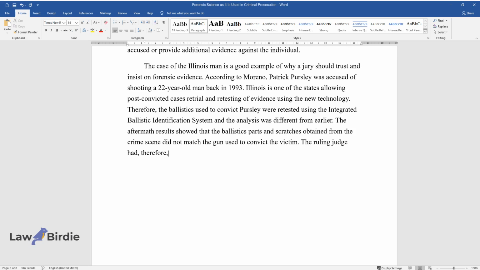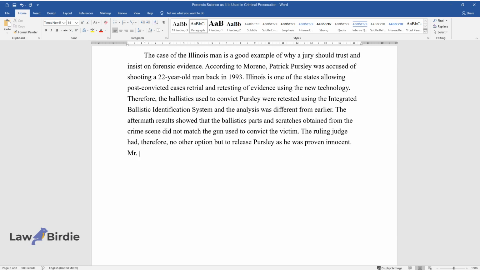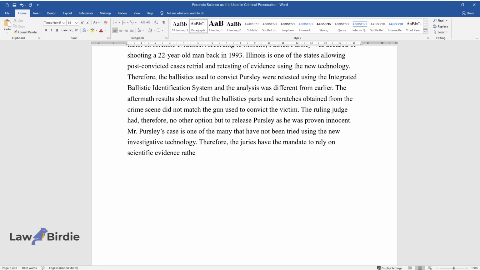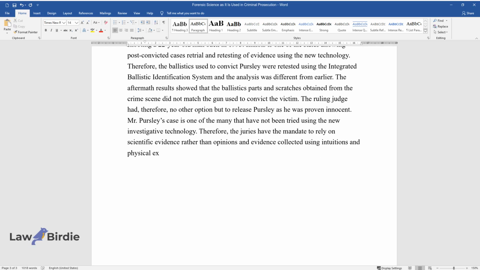The ruling judge had, therefore, no other option but to release Pursley as he was proven innocent. Mr. Pursley's case is one of the many that have not been tried using the new investigative technology. Therefore, the juries have the mandate to rely on scientific evidence rather than opinions and evidence collected using intuitions and physical examination.